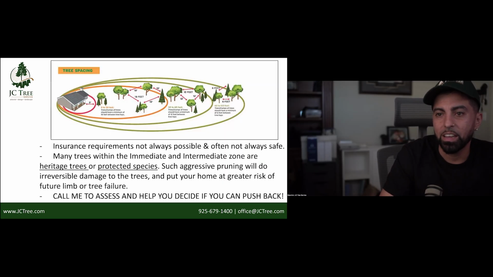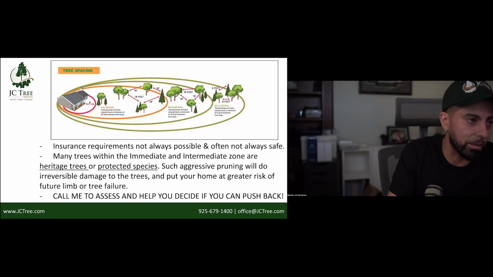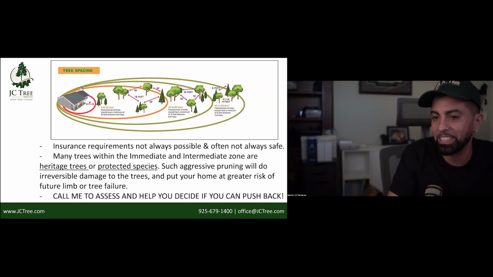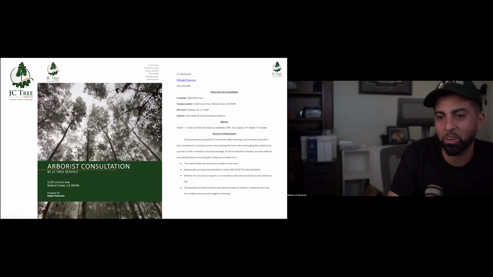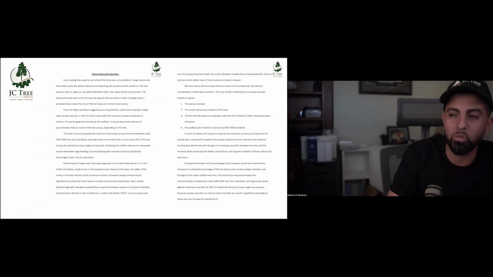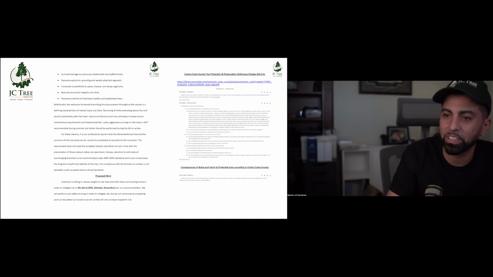Now, insurance requirements are not always possible and they're not always safe. Many trees within the immediate or intermediate zones are heritage trees or protected species. You should definitely call me to assess and see if we can push back, because this is how we push back. We make a very beautiful report or consultation. We identify the species of the tree, the characteristics of the tree, and we explain why it cannot be cut the way that the insurance is proposing or requiring.